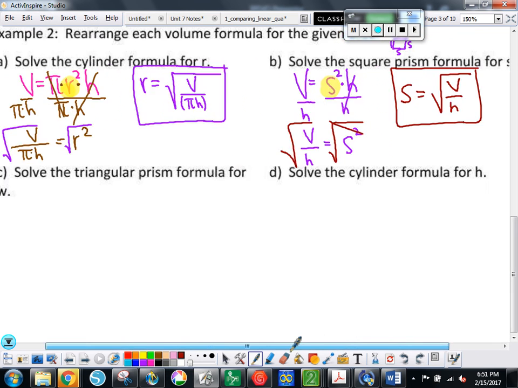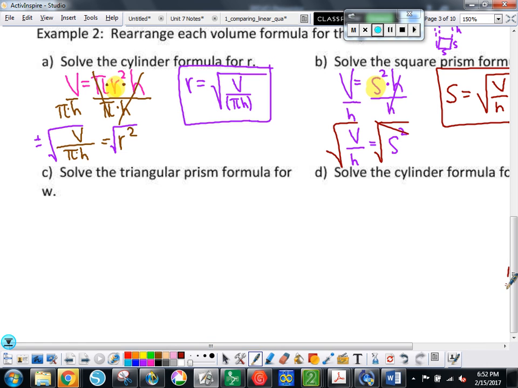While you're waiting to move on, if you feel really good about it, why don't you solve the triangular prism formula for W? So remember, the volume formula is 1/2 times length times width times height. So see if you can solve this for W. I'll give you 2 minutes to talk to each other and try this next one out.